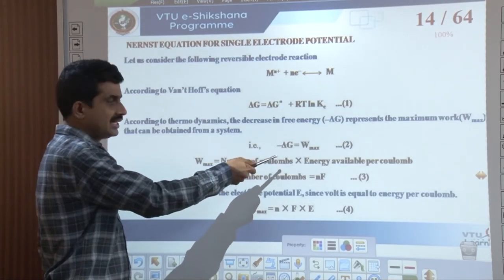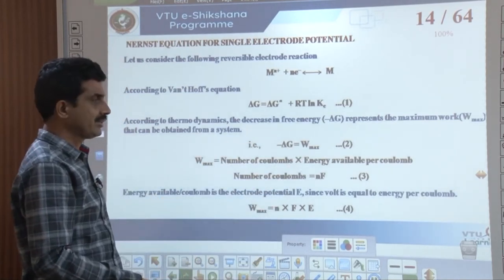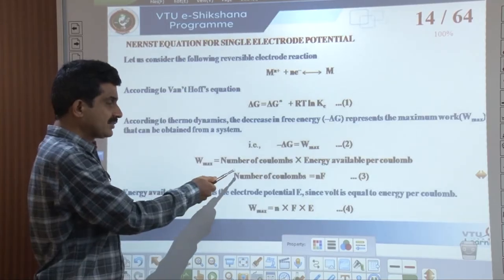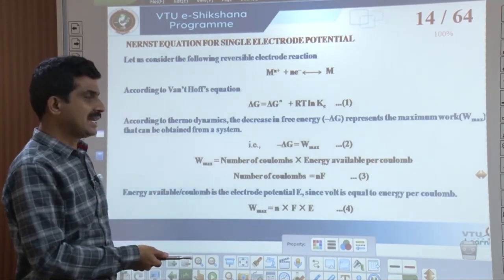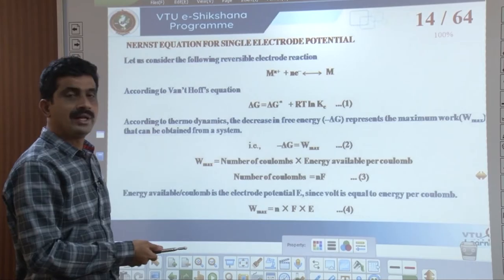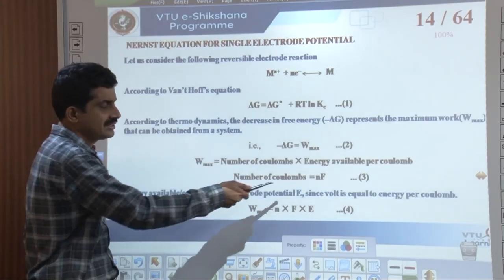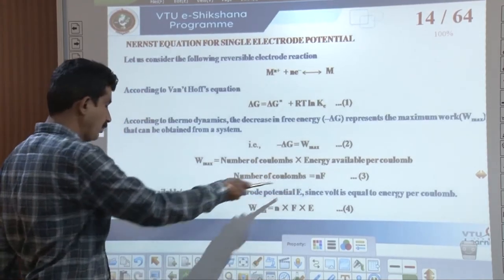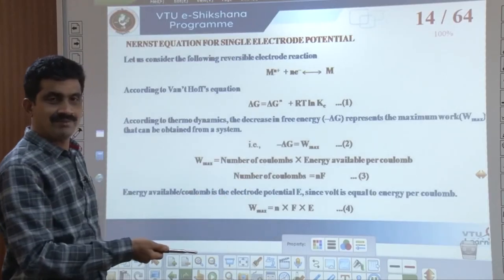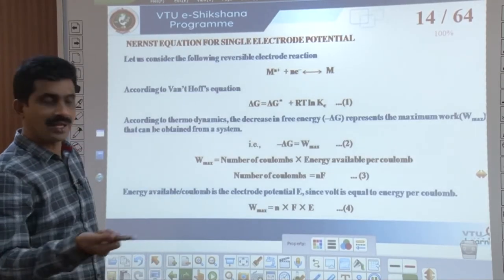The negative sign indicates that there is a decrease in the free energy, and W max is the maximum amount of work that can be drawn from a system. W max is equal to the number of coulombs multiplied by the energy available per coulomb. The number of coulombs is the product of n and F, where F is Faraday's constant and n is the number of electrons per mole. Energy available per coulomb is the electrode potential, represented as E, since we are deriving the Nernst equation for single electrode potential.